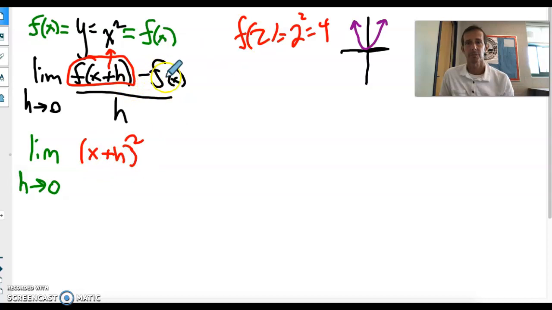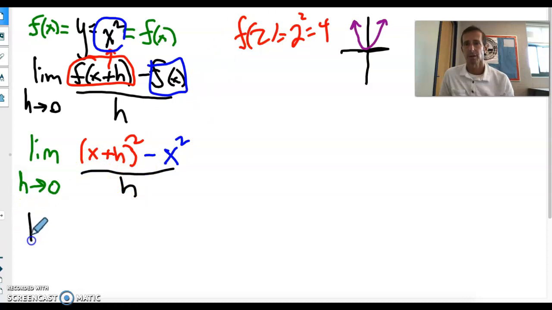The second thing I'm going to do is I'm going to subtract f of x. And f of x is just x squared. That's what f of x equals. So I'm going to subtract x squared. And on the bottom, I have the h. And remember, my goal is to get rid of this h. So the next thing I'm going to do is I'm going to keep writing this limit as h approaches 0 until I've actually plugged that 0 in for h. And now I've got to square x plus h. That means I have to FOIL it.